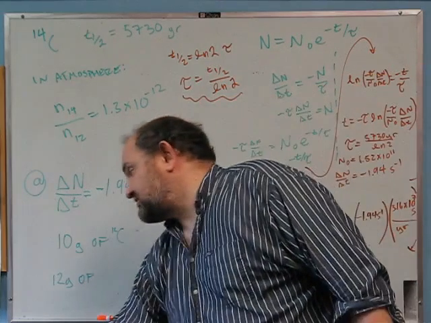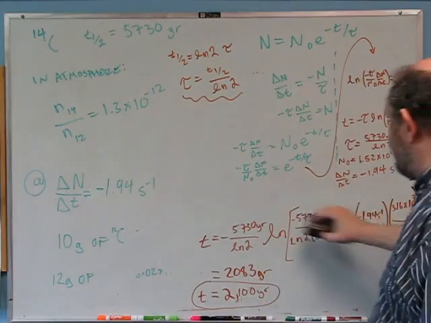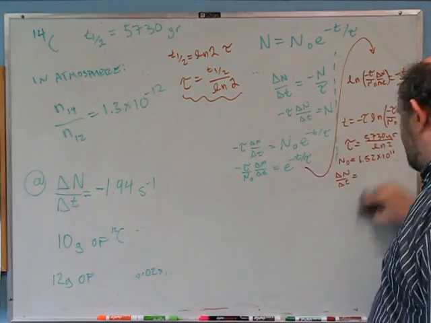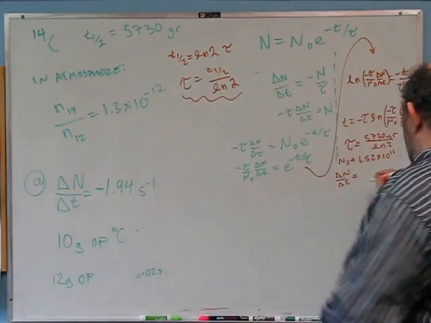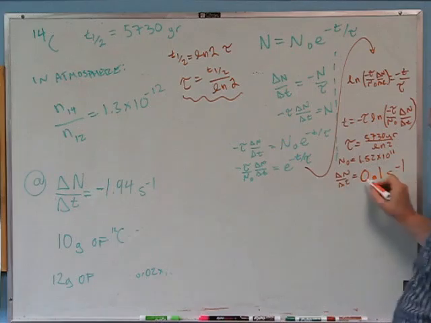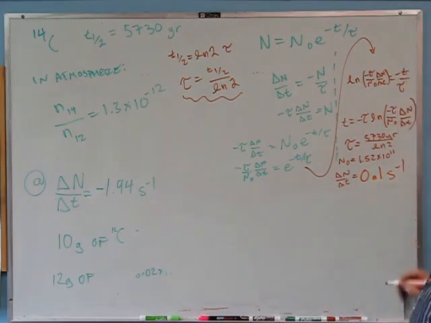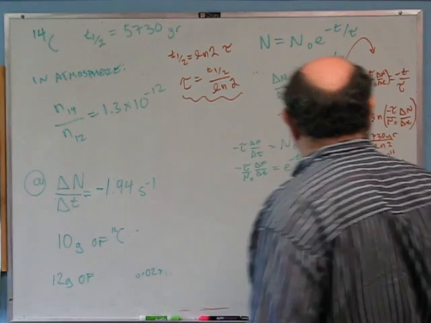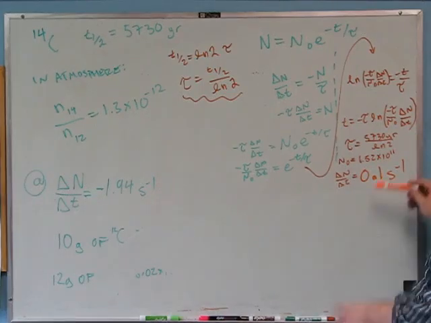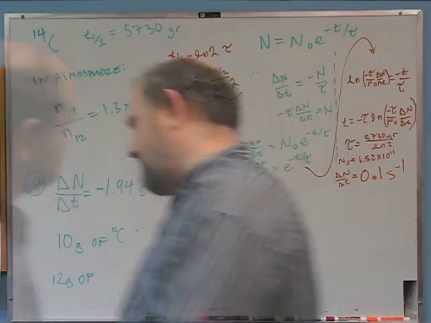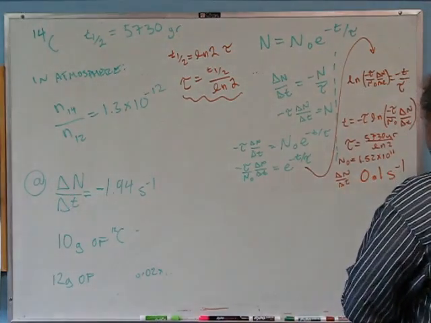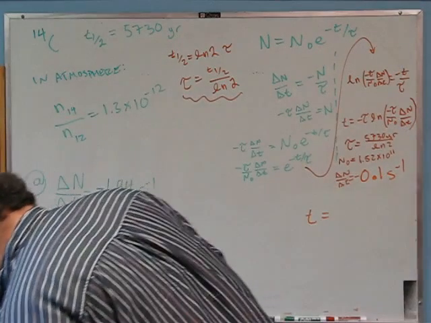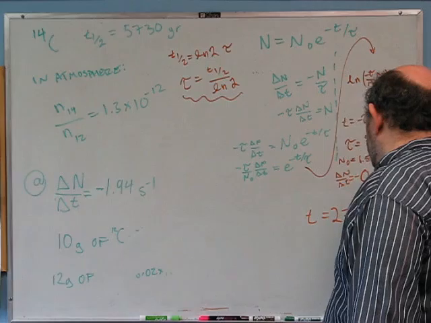So we can figure out the earliest time when we stop detecting it, but it could be older than that. It's basically all the same calculations. The difference is now delta N by delta t has to equal 0.1 seconds to the minus 1. That's 1 decay per 10 seconds, which is the same as 0.1 decays per second. I'm going to plug in all of the same numbers, except I'm going to put a 0.1 there, and we'll see what we get. By the way, this delta N, delta t should have been negative, because of course N is going down. And the result we get is t is equal to 27,000 years.